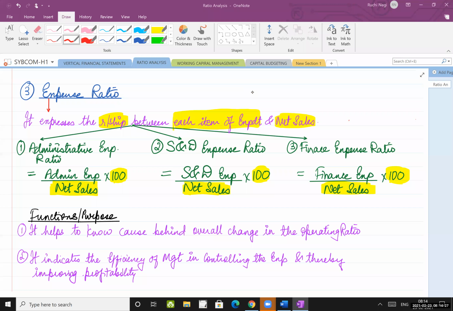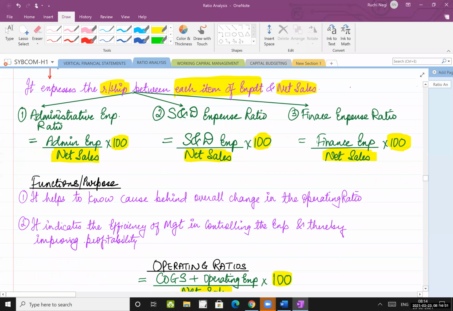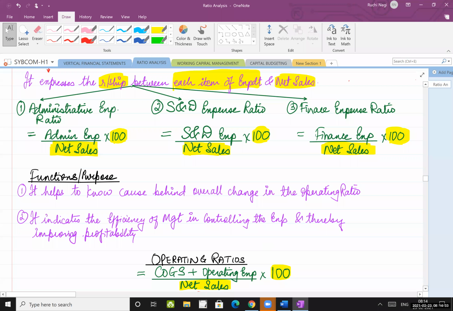Okay, fine. Next, what are the functions of this ratio, or what is the purpose of studying this ratio? The purpose is it will help you to know the cause, that is the reason behind the overall change in the operating ratio. Then it will indicate the efficiency of management in controlling the expense and thereby improving the profitability, obviously.